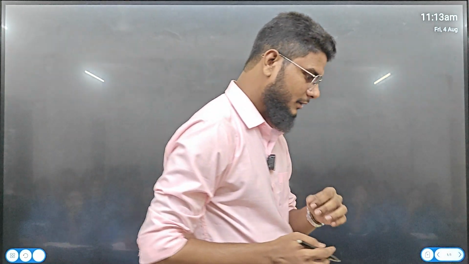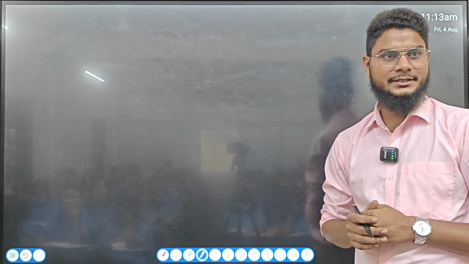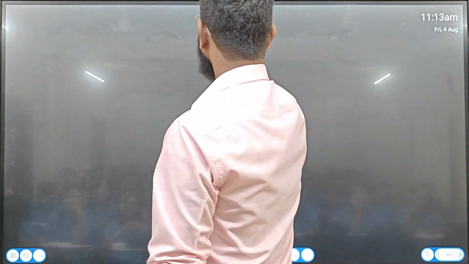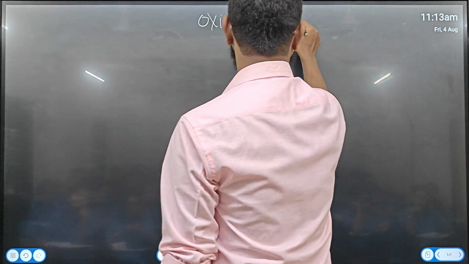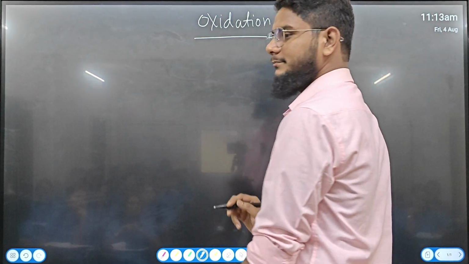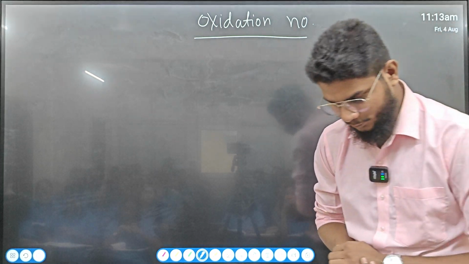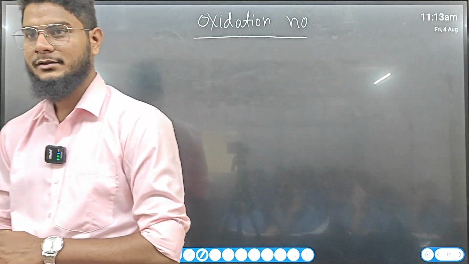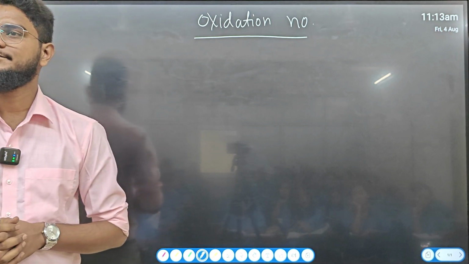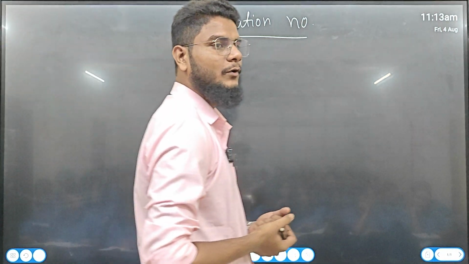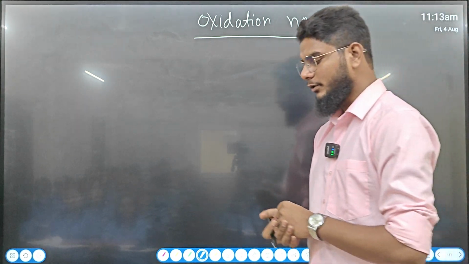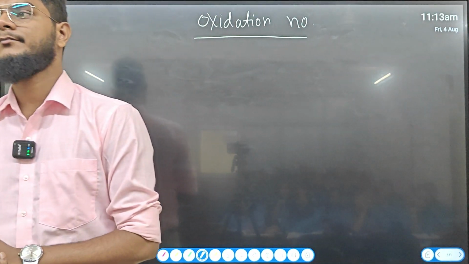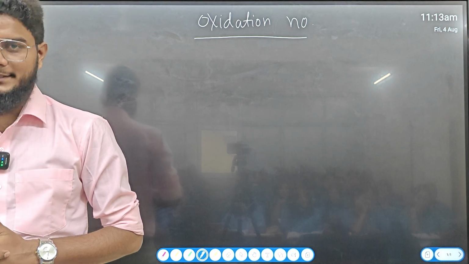We have discussed how to calculate oxidation number, right? The rules to find oxidation number. You guys know all the rules. What were the rules? For group 1 elements, the charge will be +1, for group 2, +2, and for halogens, -1.